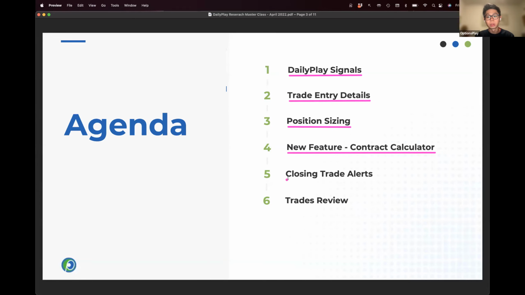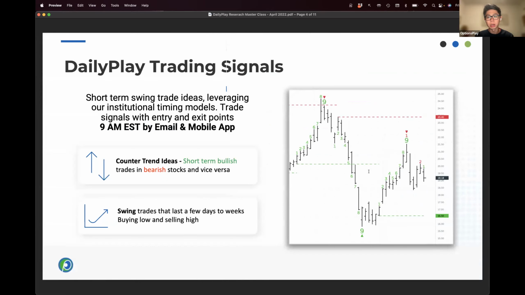And then lastly, we'll talk a little bit about some of the changes we're making to the closing trading alerts. Rick wants to go through some of the trade reviews, especially in this type of choppy and challenging market. We want to discuss some of the things that we're doing with respect to managing risk and deciding when to close out some specific positions. So I'm just going to jump right into it.